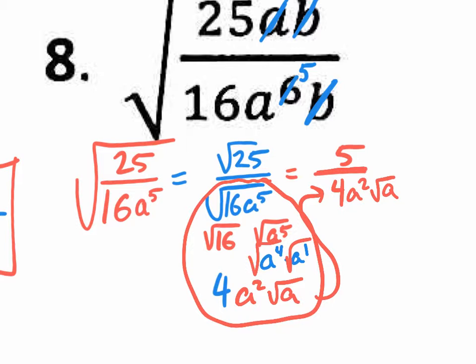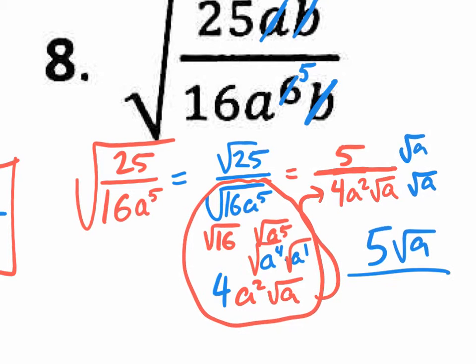Now, a lot of us, if you leave that as your answer, you're only going to get half credit. You need to get rid of what? The square root of a on the bottom. So I'm going to multiply both top and bottom by what? Just the square root of a. So up on top, I do get 5 square root of a. On the bottom, you get the square root of a times square root of a. That's just going to be a.